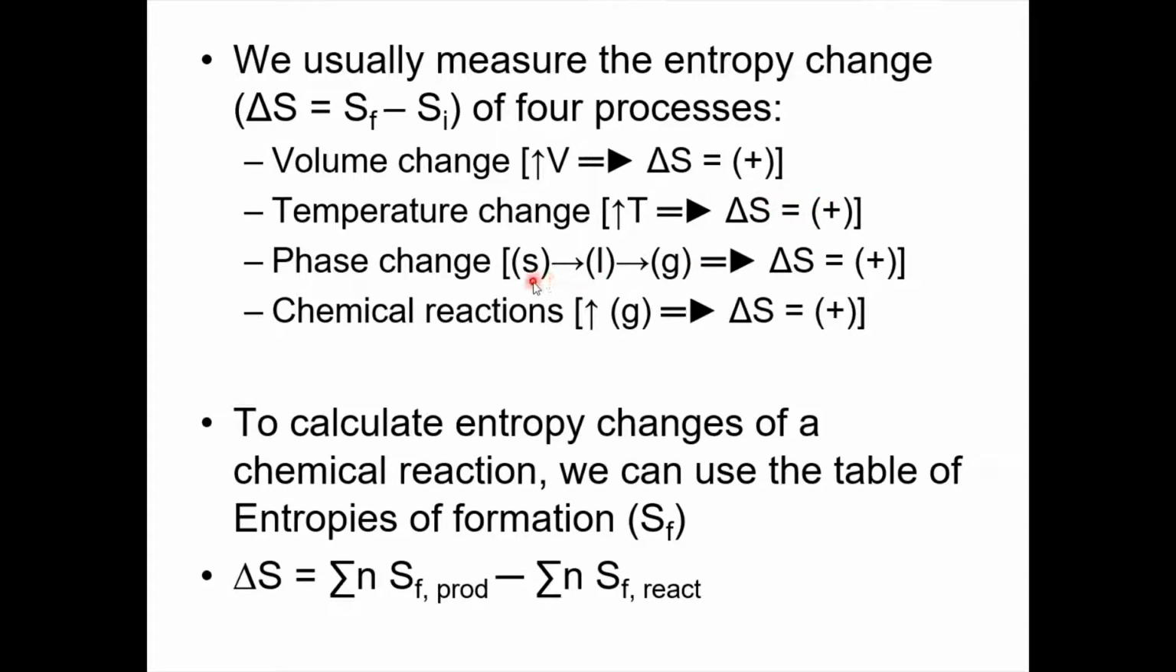Phase changes: when you go from a solid to a liquid, we know that liquids move around more than solids, so therefore your delta S is positive. When something melts, goes from a solid to a liquid, it's positive, and it's positive when it vaporizes, when it goes from a liquid to a gas. The phase changes in the opposite direction give you negative entropies. Gas to liquid is negative, and liquid to solid is negative.